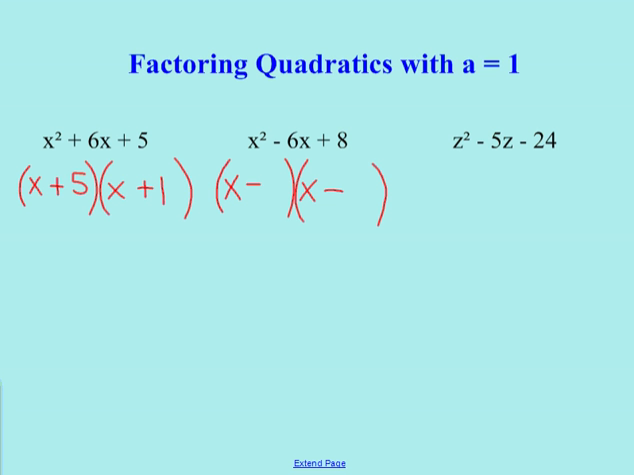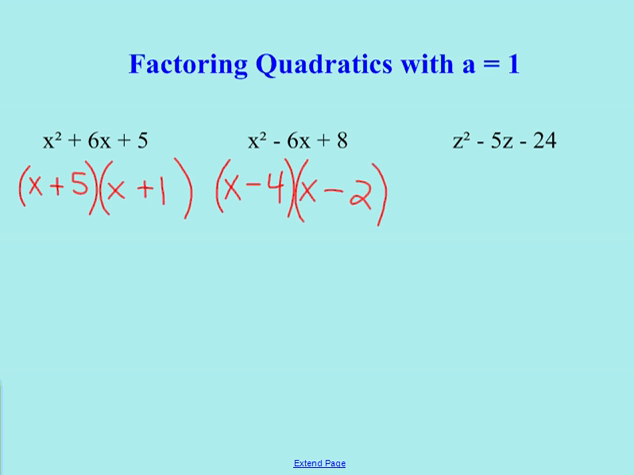Well, this is where it gets a little more tricky. 8 has factors of 8 times 1 and 4 times 2. So do we want to choose the 8 times 1 or the 4 times 2? We want to choose the 4 times 2, because 4 times 2 is 8 and 4 plus 2 is 6, so when we FOIL, we'll come up with what we originally started with. First, outside, inside, last. Combine like terms. That quadratic is exactly what we started with, so we can be confident that our factors of x minus 4 and x minus 2 are correct.